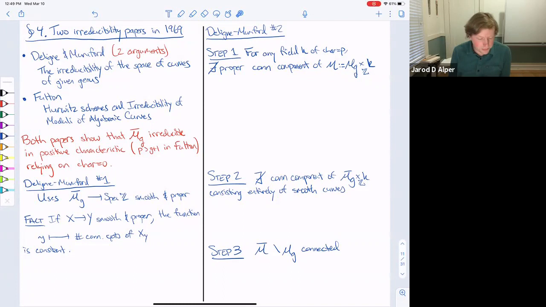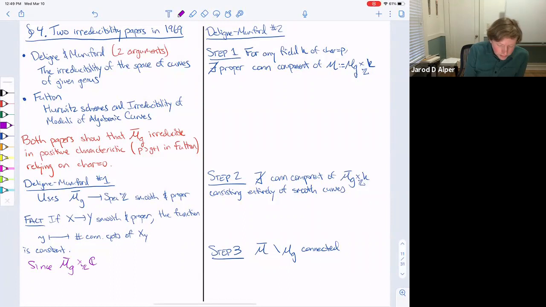The first argument, maybe the simplest here conceptually, is that what they showed is that MG bar is smooth and proper over Spec Z. And that alone implies, by the following fact, that the number of connected components in a fiber is constant. And so you can immediately conclude that since MG bar, the fiber over C, is connected, you get connectedness of any fiber.